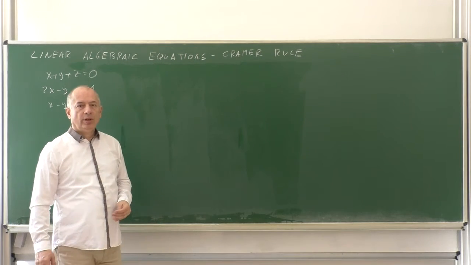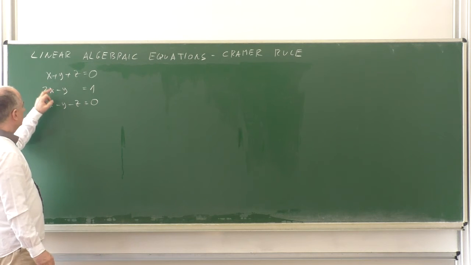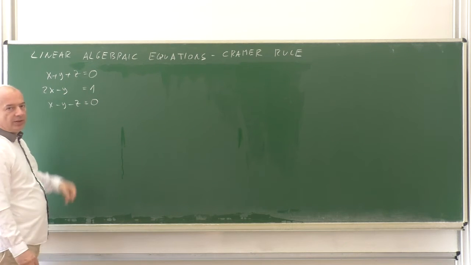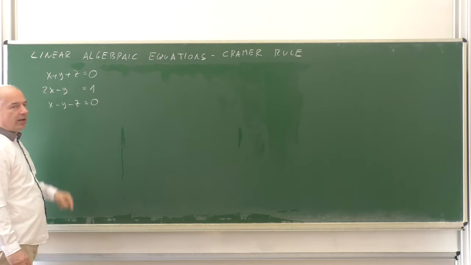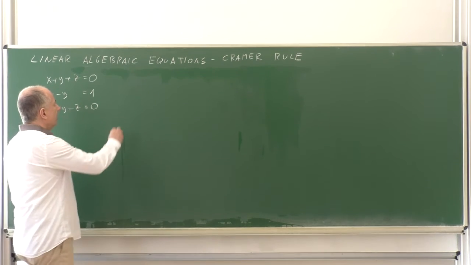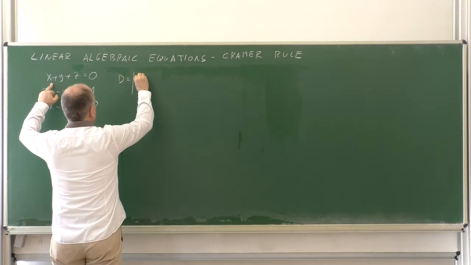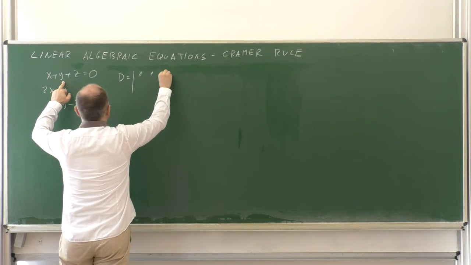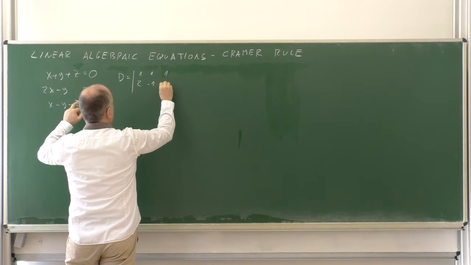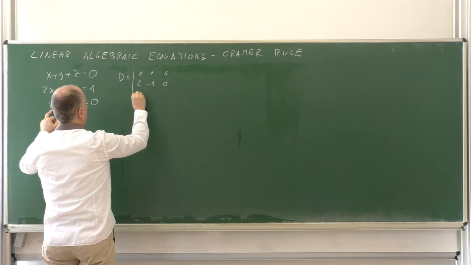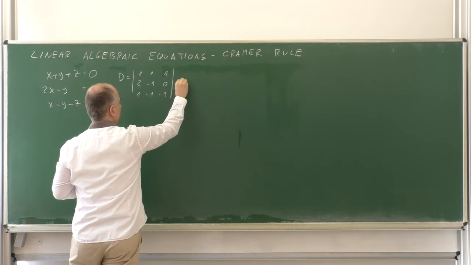Now we want to illustrate Cramer's rule for a system of three equations. Consider the following system. x plus y plus z is 0, 2x minus y is 1, and x minus y minus z is 0. First we compute the determinant of the system, which is the determinant of the matrix 1, 1, 1, 2, minus 1, 0, and 1, minus 1, minus 1.